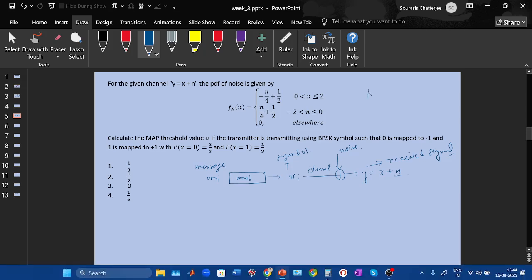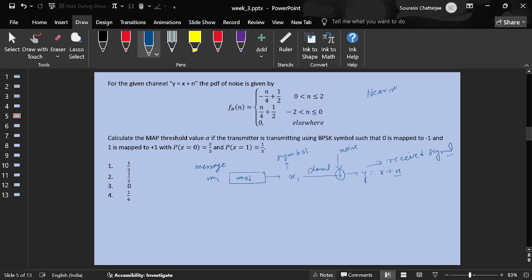So we have seen already the nearest distance detection rule. There we did not need much math. It's more intuitive and easy to visualize. When you talk about the MAP threshold value, you can see that in certain scenarios it's only similar. There are certain differences, but that's okay.